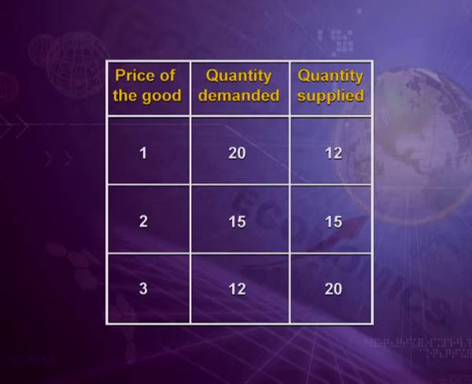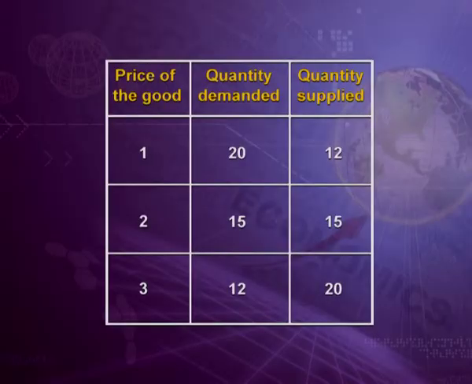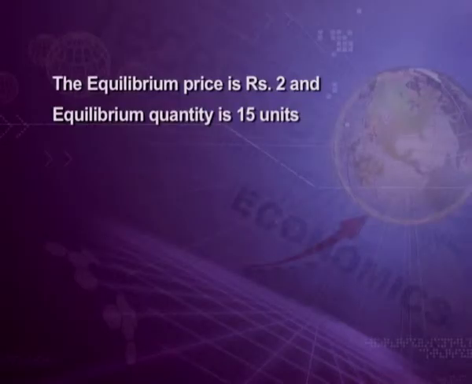In the table, at rupees 1, quantity demanded is more than the quantity supplied, hence there will be no equilibrium in the market. At price 3, quantity supplied is more than the quantity demanded, so here also the market is not in equilibrium. But look at rupees 2, both the quantity demanded and quantity supplied are the same. It means our equilibrium price is rupees 2 and our equilibrium quantity is 15 units.